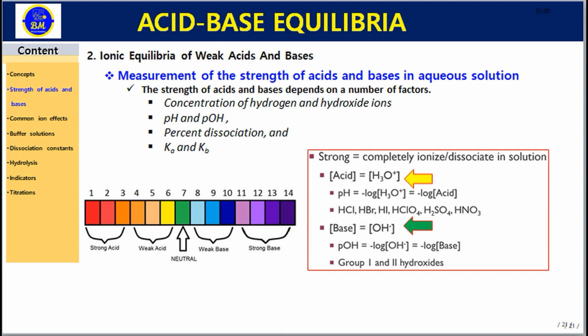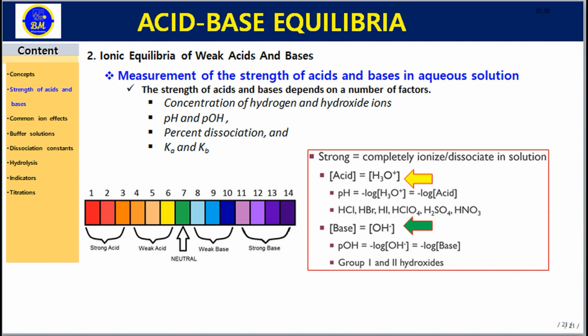In order to understand these terms, there are 4 important points. The first one is the concentration of hydrogen and hydroxide ion. By observing this, we can say whether this is a strong or weak base. The second one is pH and pOH, which is also used to identify the strength of the acid. The third one is percent dissociation. This is also used to identify whether the given acid or base is strong or weak. If the dissociation is complete, that particular acid or base is strong. If the dissociation is little or partial, that is what you call a weak acid or weak base.